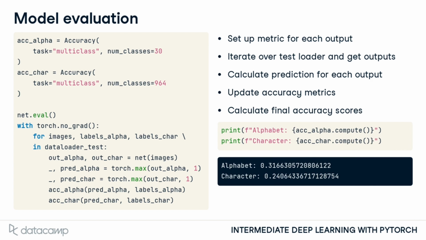The accuracy is higher for alphabets than for characters, which is not surprising. Predicting the alphabet is an easier task with just 30 classes to choose from. For characters, there are 964 possible labels.